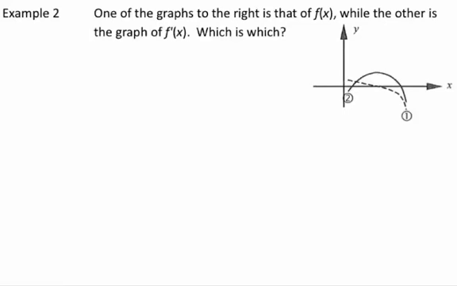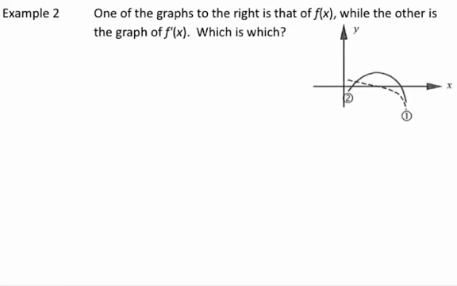So now we have to take a look at two graphs and determine which is the function, which is the derivative. Well, what we know about the first derivative is that it is negative when the function's decreasing, it's positive when the function's increasing, and when the function hits a maximum or a minimum, it crosses the x-axis.